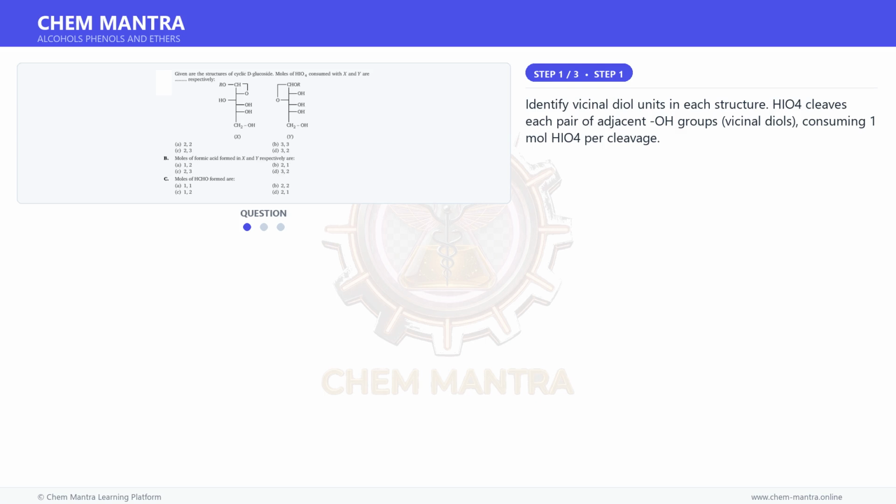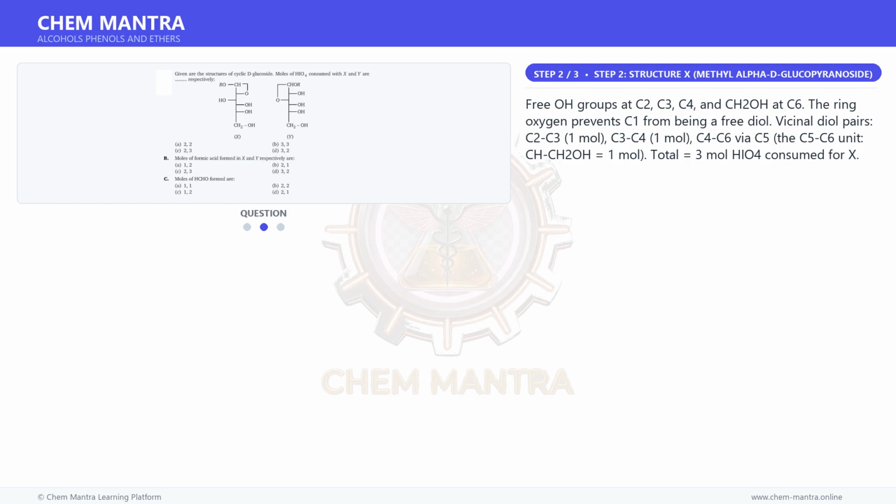Identify vicinal diol units in each structure. HIO4 cleaves each pair of adjacent OH groups, vicinal diols, consuming 1 mole HIO4 per cleavage. Moving on to the next step. Free OH groups at C2, C3-C4 and CH2OH at C6. The ring oxygen prevents C1 from being a free diol.